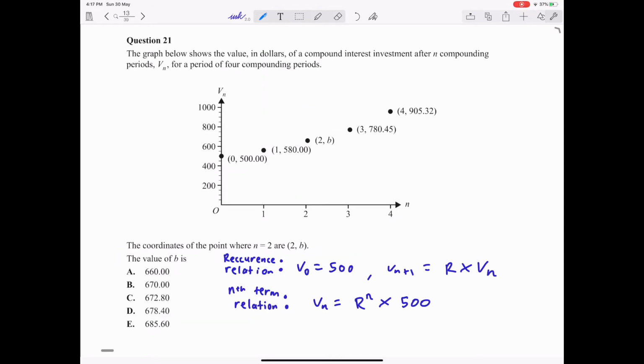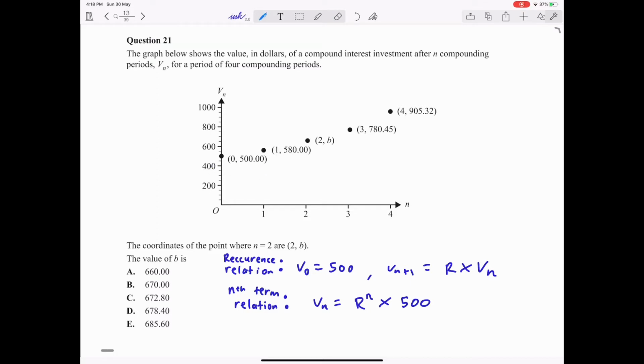Question 21. The graph shows the value in dollars of a compound interest investment after n compounding periods, Vn, for a period of 4 compounding periods. The coordinates of the point where n equals 2 are 2, b. The value of b is. So to do this, I basically found the recurrence relation and the nth term relation. The initial value in dollars is 500, which we have from this point.